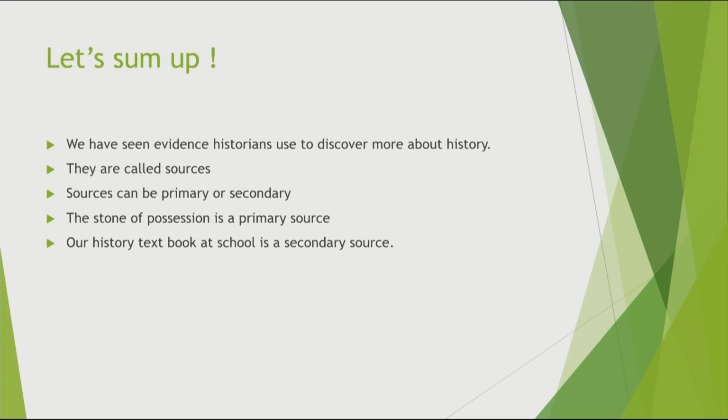So now we have come to the end of our lesson. Let's just sum up what we have seen in this lesson. We have seen evidence historians use to discover more about history. They are called sources. Sources can be primary or secondary. The stone of possession is a primary source, okay? And our history textbook at school is a secondary source.